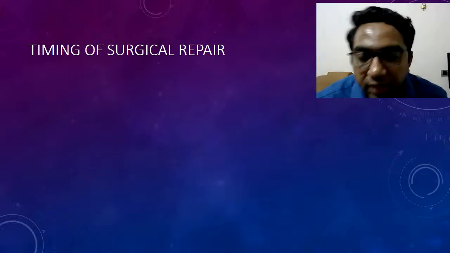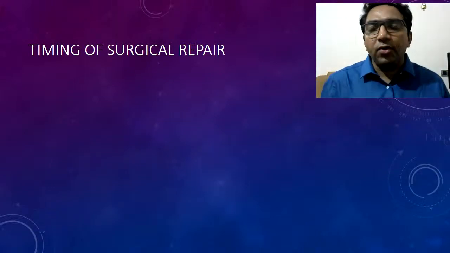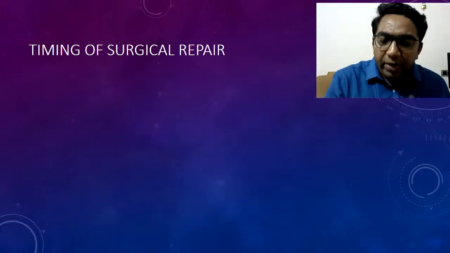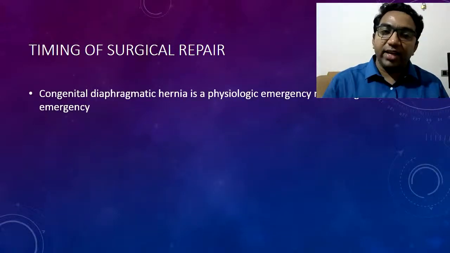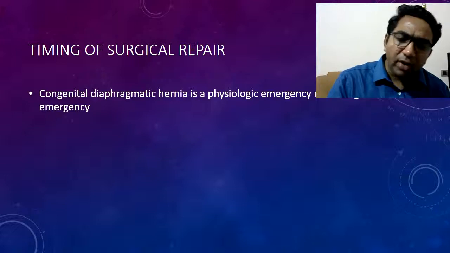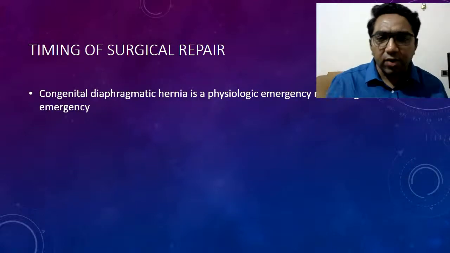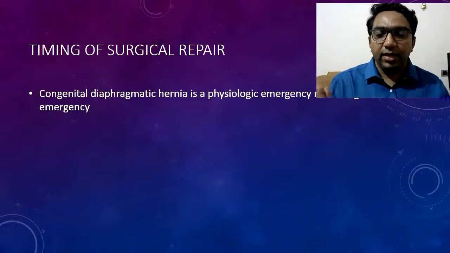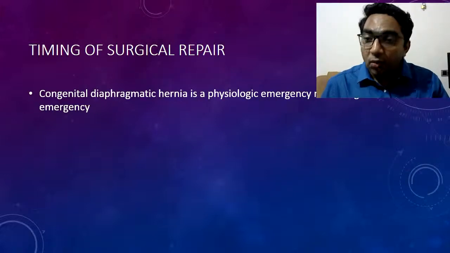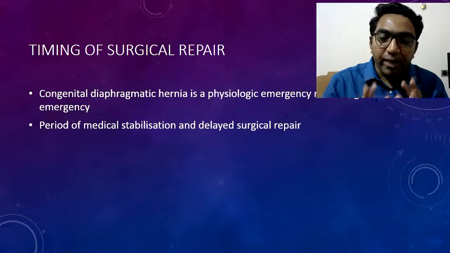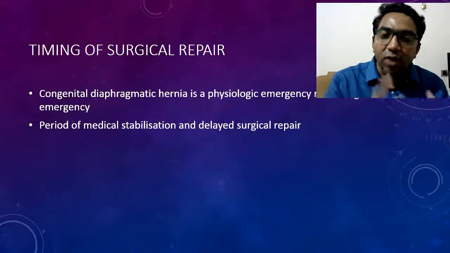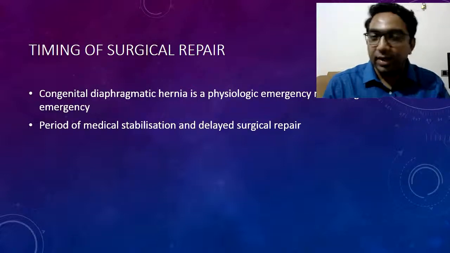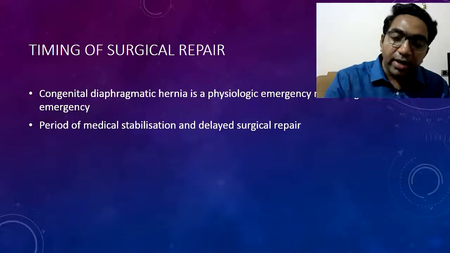Coming to the timing of the surgical repair. When to do surgery for this patient? Should we do it immediately as soon as the child is born? Congenital diaphragmatic hernia is a physiological emergency and not a surgical emergency. There is no emergency in doing the surgery per se. It is a physiological emergency. Why? Because a period of medical stabilization and delayed surgical repair is found to have better results than early surgical intervention.